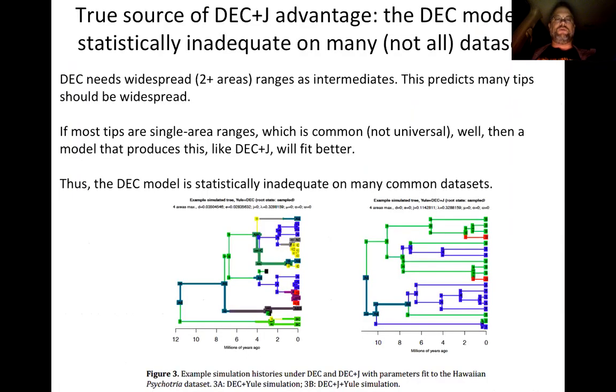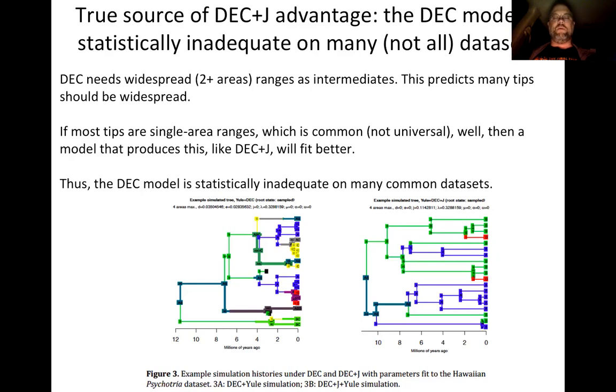All right. The true source of the DEC+J advantage is not this claim that's made in the critique about exploiting time independence of cladogenesis. The true reason is simply that the DEC model needs intermediate states. To explain single area ranges, the DEC model has to postulate ancestors living in multiple areas. And so any simulation you do on inferred DEC parameters will have to have a bunch of ancestors living in multiple areas. And when you have that, you're going to have a bunch of tips living in multiple areas if that simulation is the process that's running.